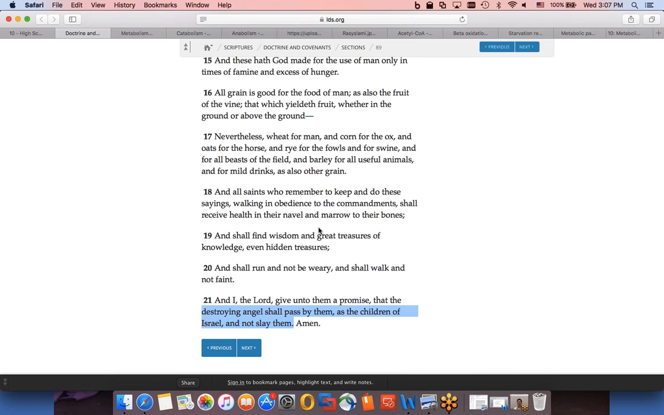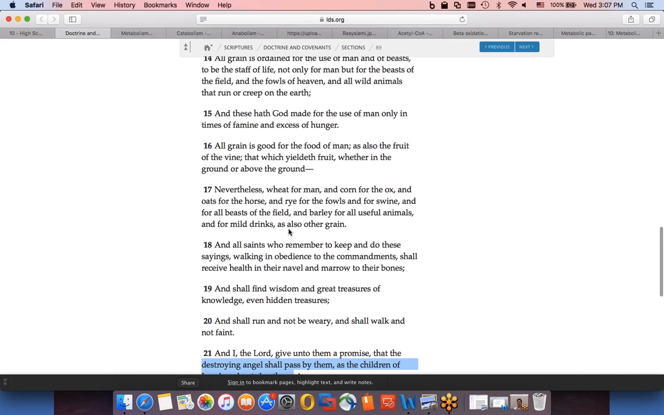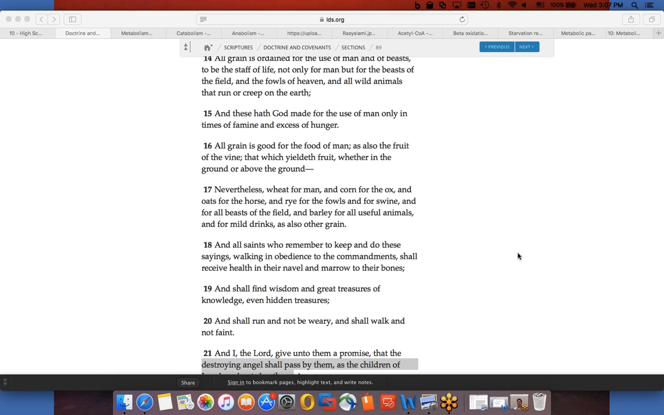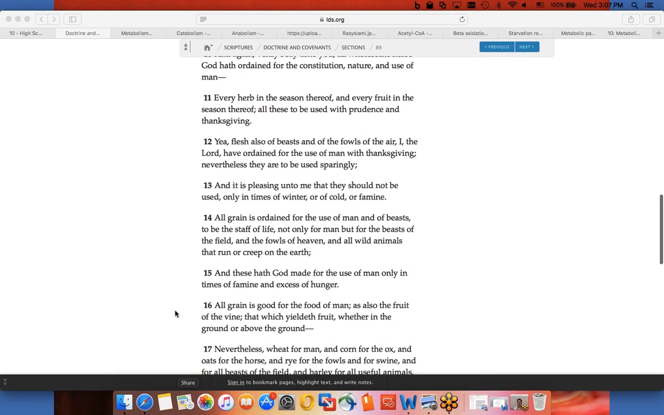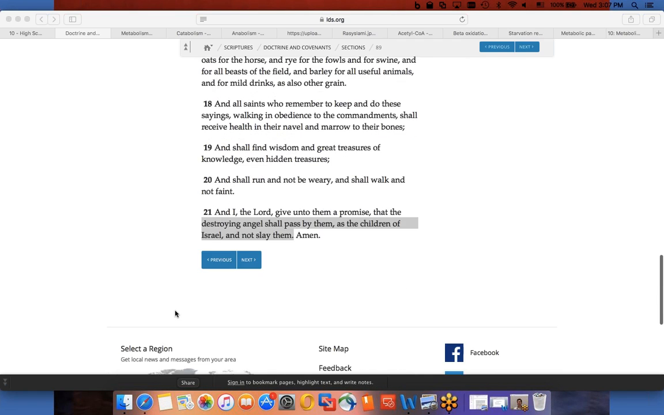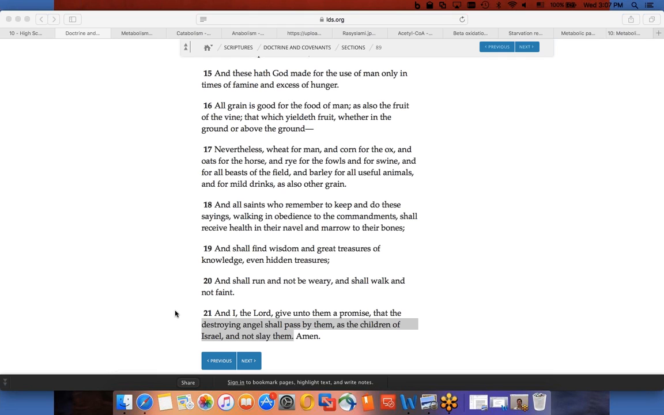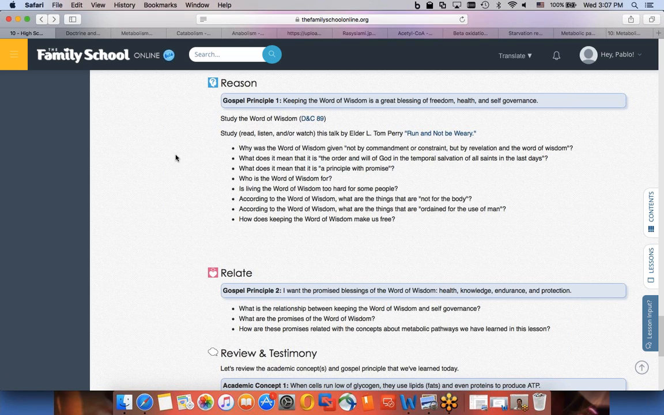Anna says, keeping the word of wisdom helps us to develop self-control and conquer the natural man. Okay. How does keeping the word of wisdom help us to develop self-control? What do you think, Nathan? What was the question? It's hard to hear. Oh, yes, no problem. How does keeping the word of wisdom help us to develop self-control?